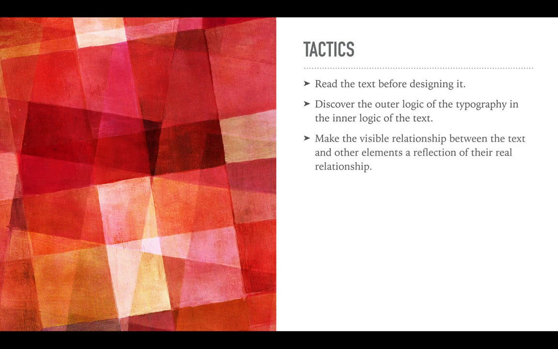Next tactic. You want to make the visible relationship between the text and other elements a reflection of the real relationship. In other words, if there are notes on the page, footnotes for instance, where should they go? You need to think about this. Do they need to go at the bottom of each page? A lot of very large books have very many references. The Bible is a good example of this. You'll often find Bibles with tons of footnotes at the bottom of every single page, and those footnotes are being referenced within the text above them.